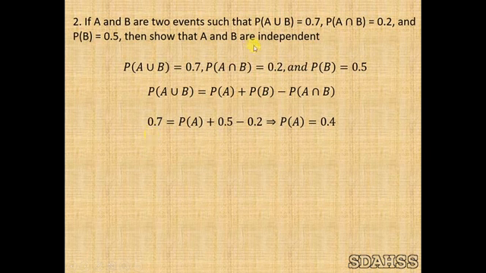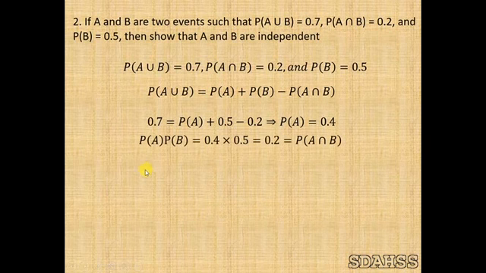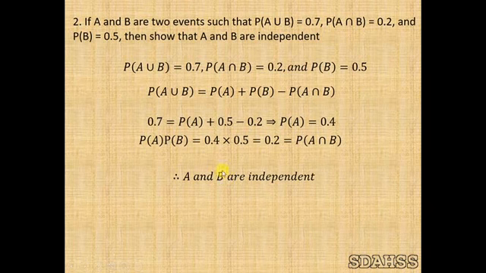Now we want to show that A and B are independent. That means P of A intersection B is equal to P of A into P of B. First you consider P of A into P of B, which is equal to P of A is 0.4 into P of B is 0.5. So if you multiply, you will get 0.2, which is equal to P of A intersection B. Therefore A and B are independent.